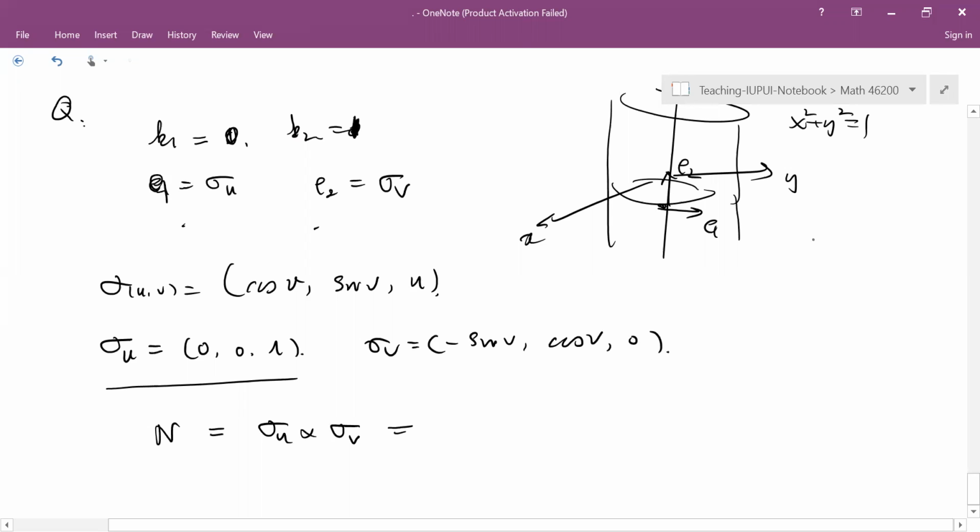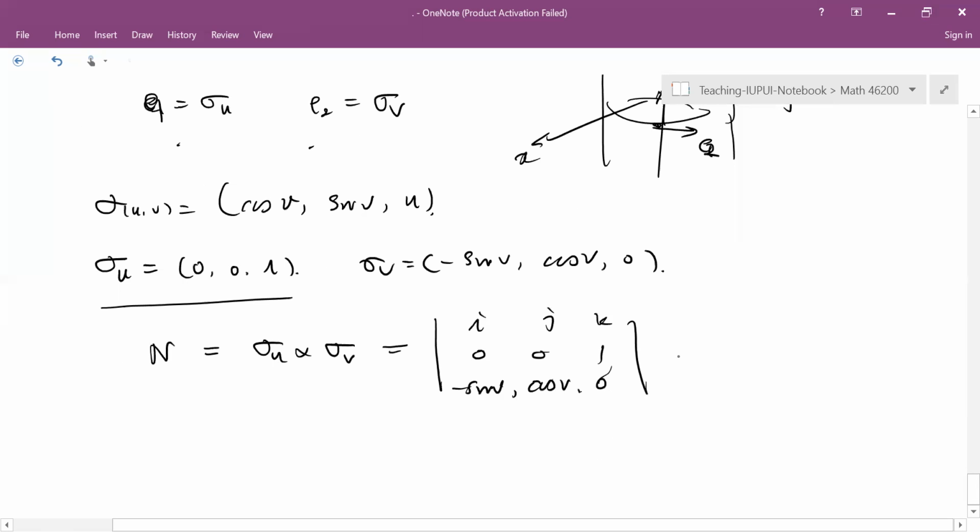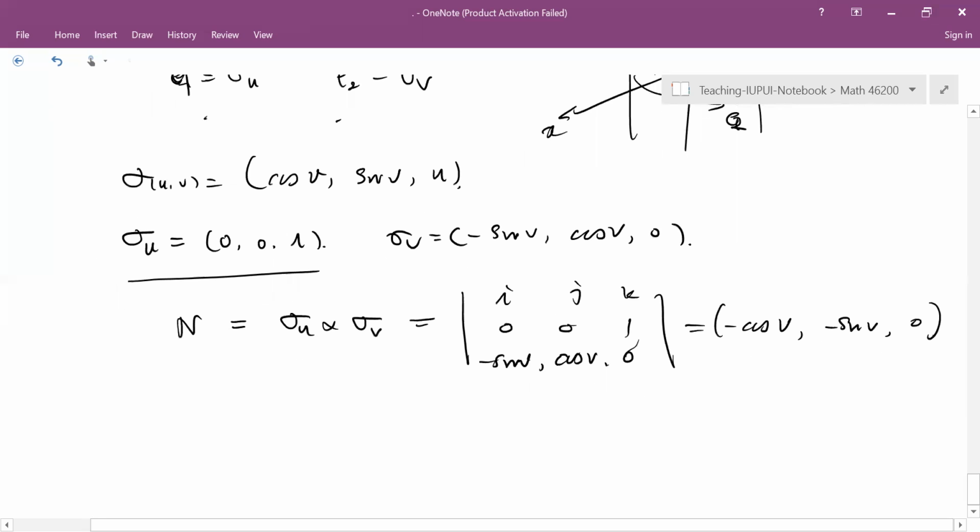So sigma U is going up. That's E1 and E2. So let's see. This is pointing to the inside. I'm pretty sure, yeah, it's pointing inside. So i, j, k, 0, 0, 1. You will get negative cosine V, negative sine V, and 0. So it points to the inside. This is the N.